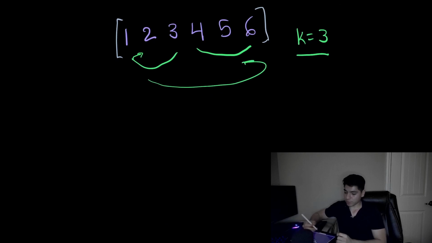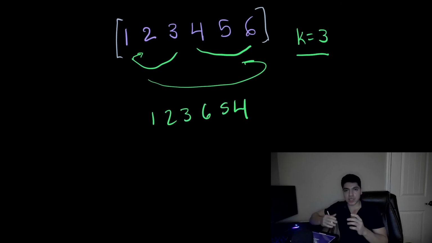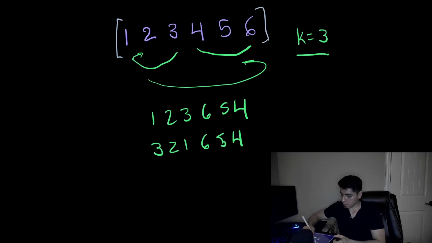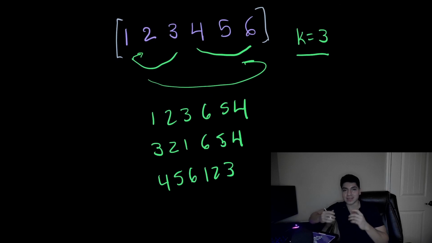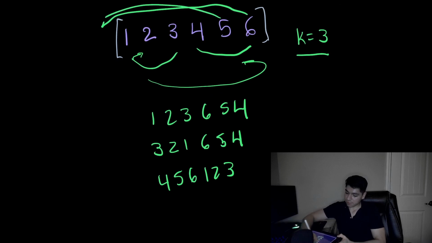To put this into perspective, this would look like 1, 2, 3, 6, 5, 4. Then by reversing the first half, we would have 3, 2, 1, 6, 5, 4. And then if we reverse the whole array, we're going to end up with 4, 5, 6, 1, 2, 3, which is exactly our answer. If we move the 6 to the front, then the 5, then the 4, we end up with 4, 5, 6, 1, 2, 3.